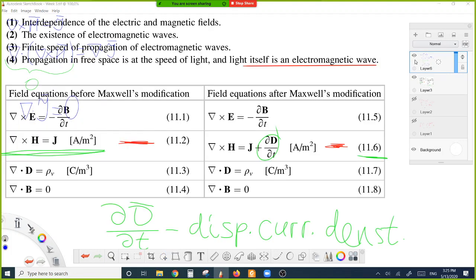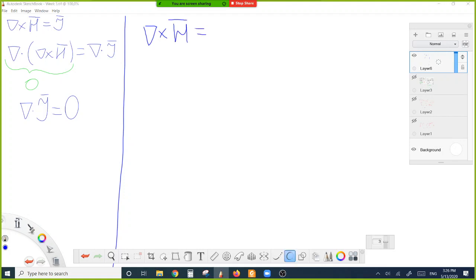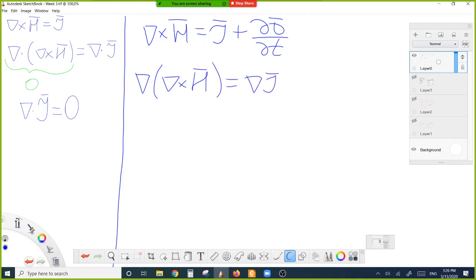if we take equation 11.6 and try to manipulate this equation, the rotor of H equals J plus displacement current density, and if we take the divergence of both sides, what we get is divergence of rotor H equals divergence of J plus divergence of displacement current density.